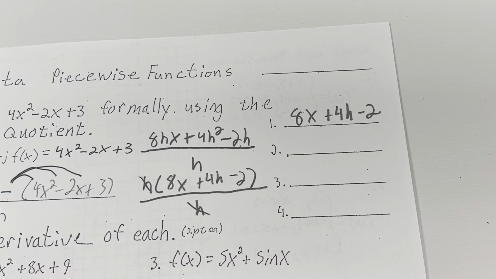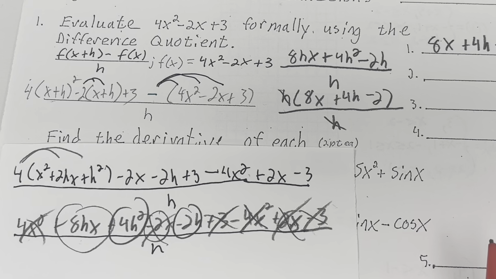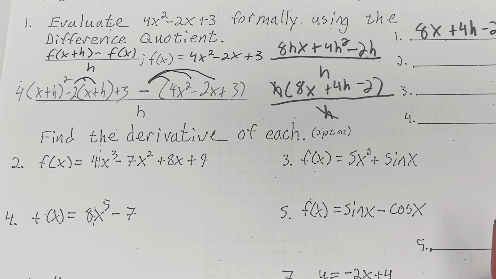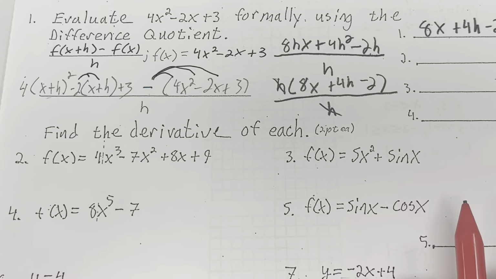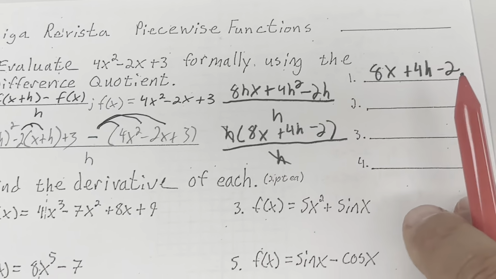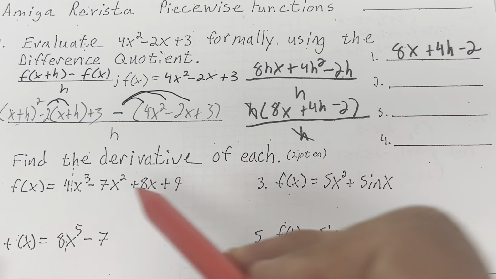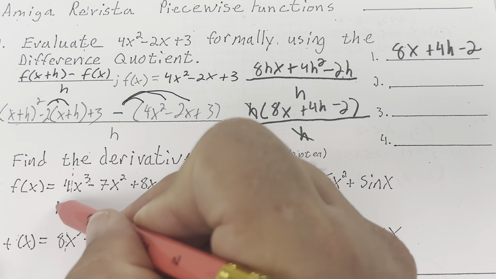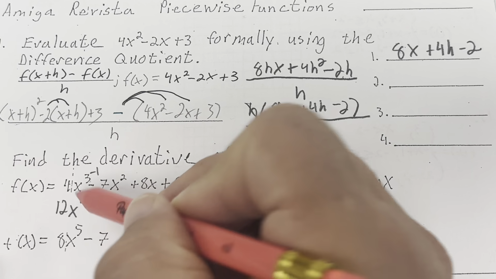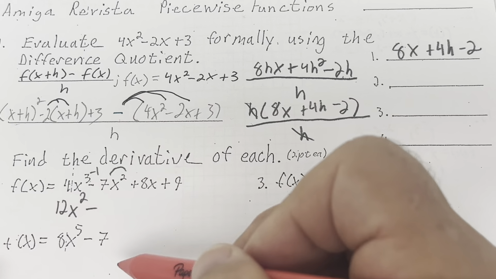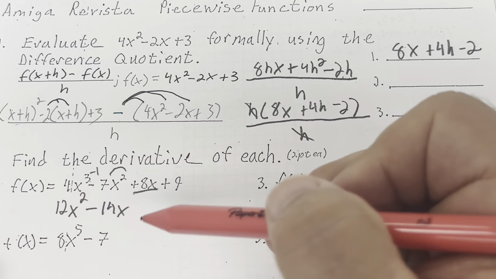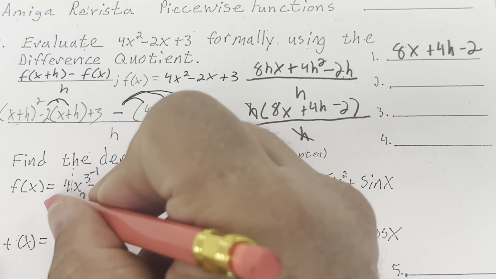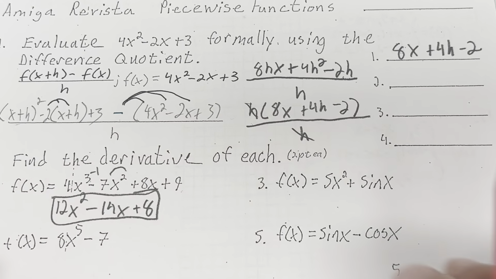If you remember the shortcut, you do not have to do all the work. Now for the derivative, it's sort of like the difference quotient, but we don't need that h in it. So the derivative is just going to be the power rule. 3 times 4, that's 12x, we subtract 1, squared. Minus 2 times negative 7, that's minus 14x. The derivative of 8x is just plus 8. That's our answer because the derivative of 9 is 0.